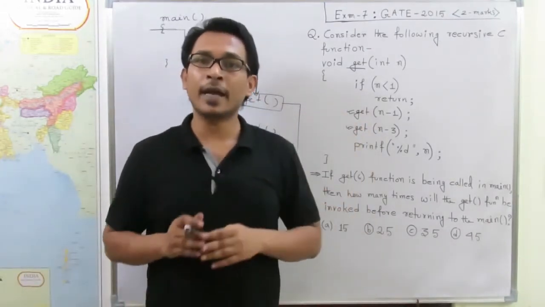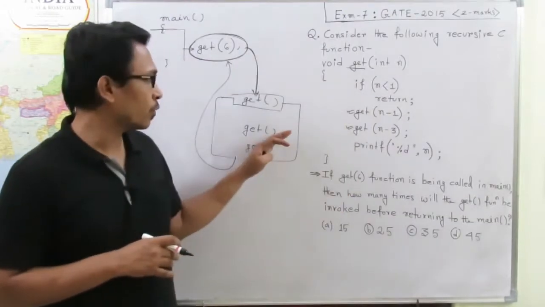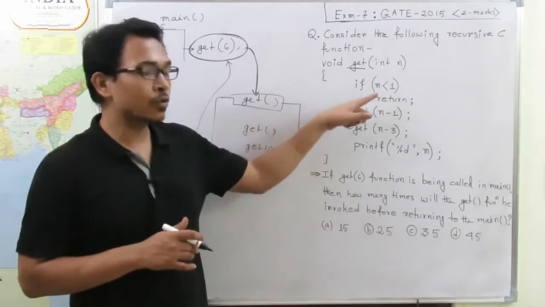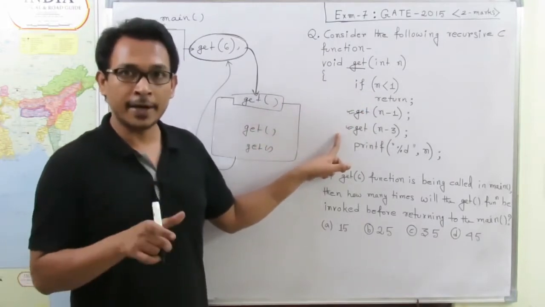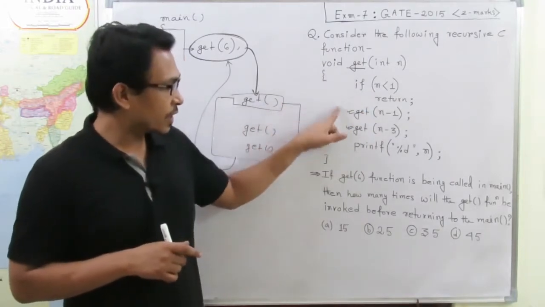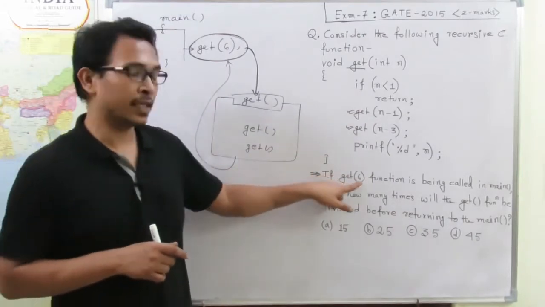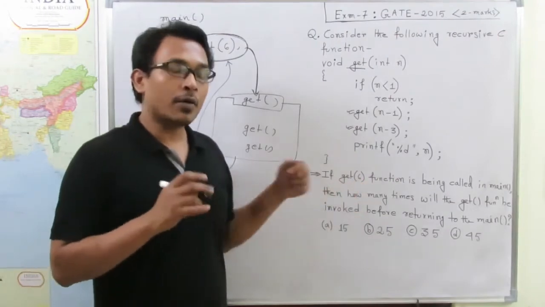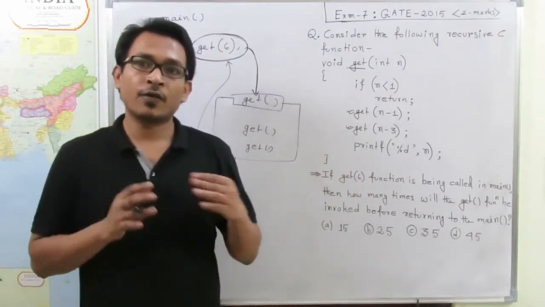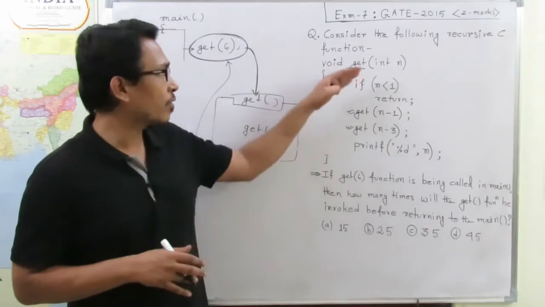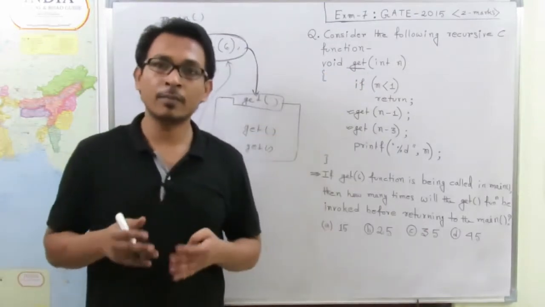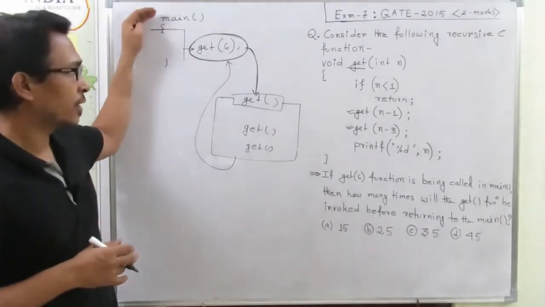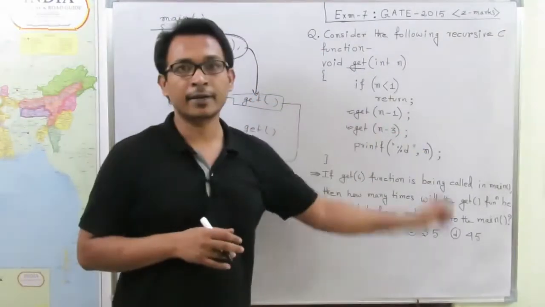That means how many times this get function will be called when the system executes this particular program, and this get function is called with get(6), where 6 is the parameter. Now our task is to find the number of times this particular get function will be called before control of program execution returns back to the main function after execution of this get function.